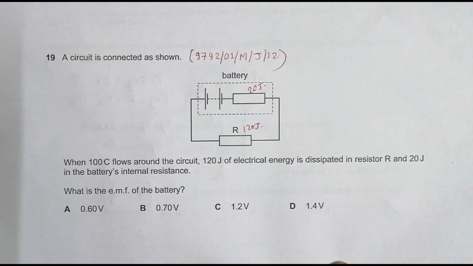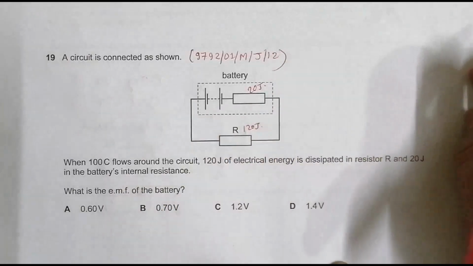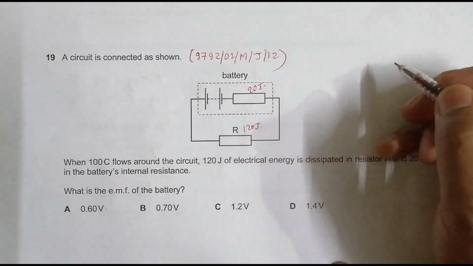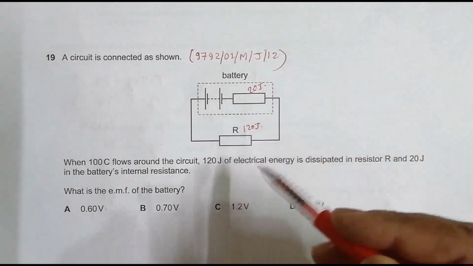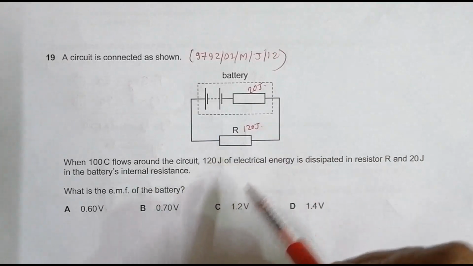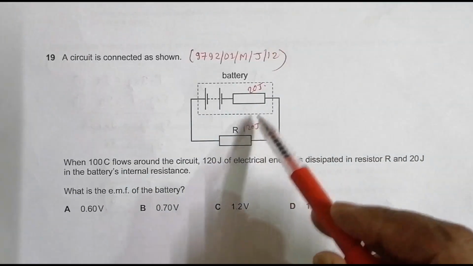I'm addressing this question because it is slightly unconventional, because in most of the cases the EMF is given by the knowledge of current, resistances, terminal PD, etc. But here we have only energy and charge. So let's first do this thing. So here it's 120 joules and here it's 20 joules.